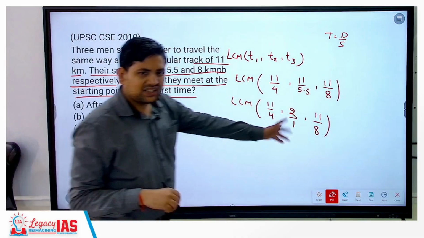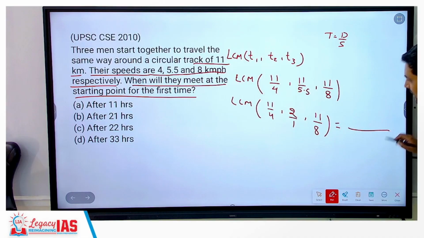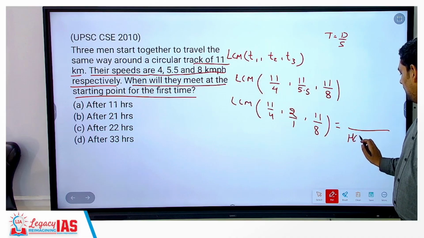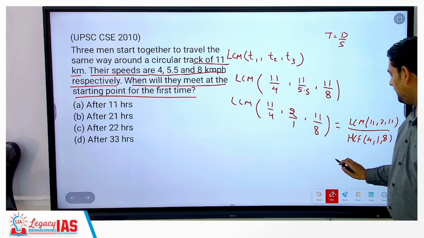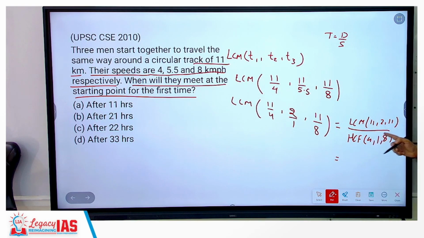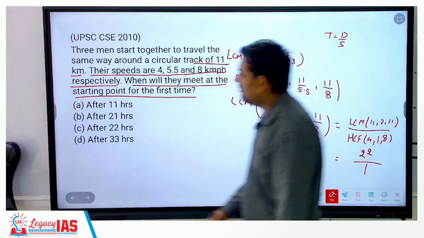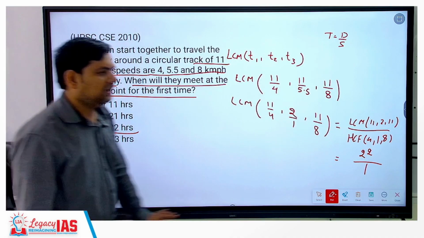Now, how do you find the LCM of fractions? That you must know. In the LCM you will have something bigger. So the denominator has to be the HCF of whatever is below, that is 4, 1, 8, and the numerator the LCM of whatever is above. So what you get: 11, 2 and 11. The LCM is 22. And for 4, 1 and 8, the HCF is 1. So what answer did you get? After 22 hours they will meet at the same point again.